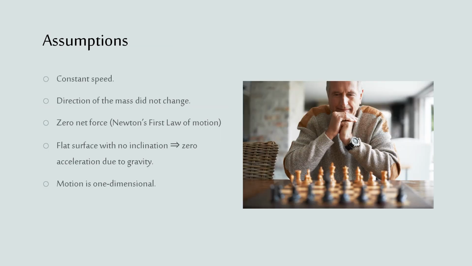Moving on to the key assumptions of this experiment. The first key assumption is that the object moves at constant speed throughout the experiment. Another assumption that follows directly from this is that the direction of the mass does not change and that a zero net force acts on the object. Fourth, we assume that the object lies on a completely flat surface with no inclination, which therefore leads to zero acceleration due to gravity, and finally that the motion is completely one-dimensional.